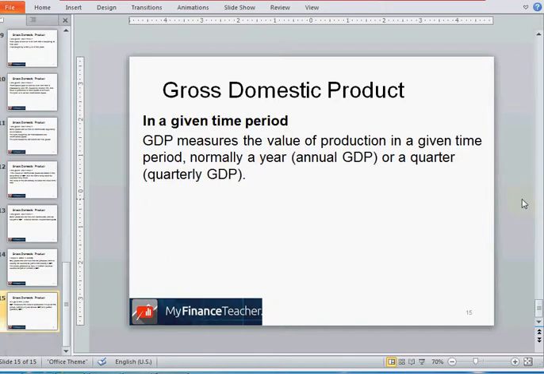The next component is within a given period of time. Usually GDP measures relate to a given period of time, which is most commonly a year, in which case we get an annual GDP, or a quarter, in which case we get a quarterly GDP. This concludes our definition of GDP.